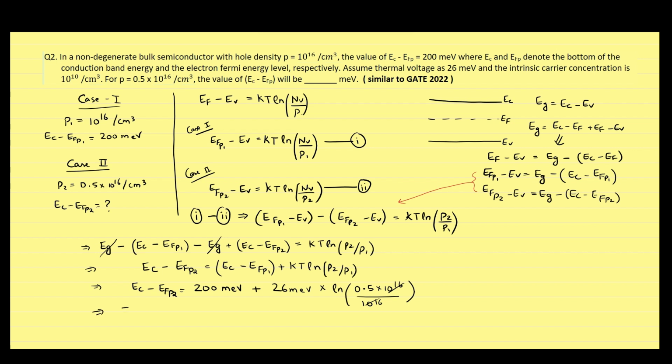After calculation, we will get 200 milli electron volt minus 18.02 milli electron volt. This will give the answer to be approximately equal to 181.98 milli electron volt, which is the final answer.